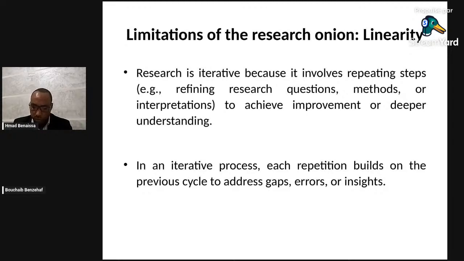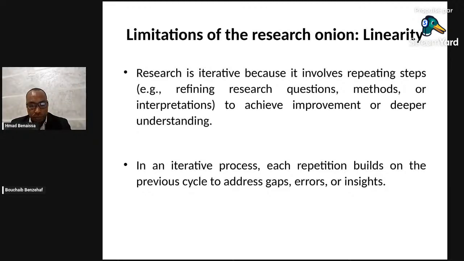So, what are some of the limitations? Number one, linearity. Research is iterative and not linear, because it involves repeating steps. We start with defining the research problem. We move to converting the research problem to a research question. We move to the literature review, but the insights gained from the literature review might trigger us to go back to the research questions and refine them, might trigger us to go back to the operational definitions that we have given to our concepts and refine them. So refining research questions, methods, or interpretations is something normal in research to achieve improvement or deeper understanding. So research is not linear, as the research onion may imply.